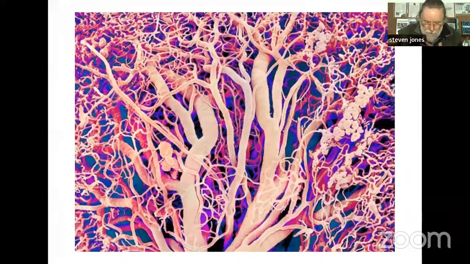This is your lungs, the alveoli. So this is a pattern to create maximum surface area, so that we can exchange oxygen across the cell walls.